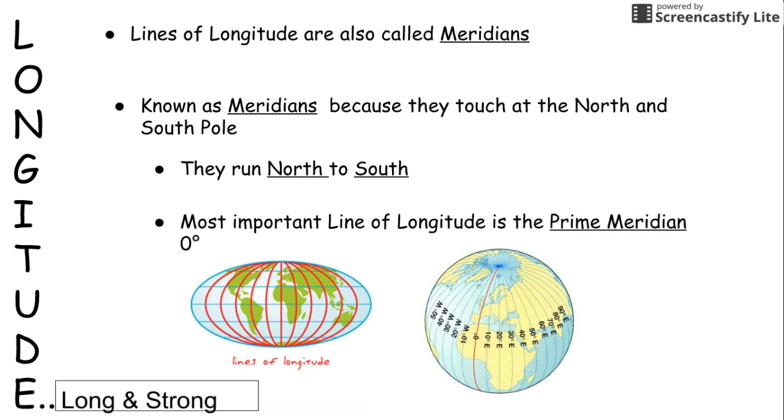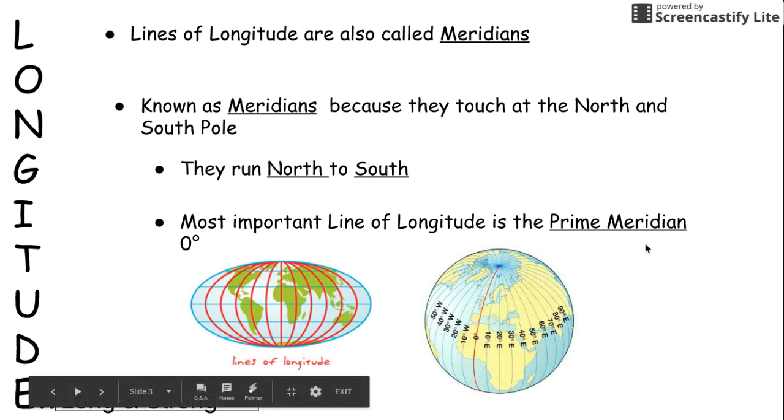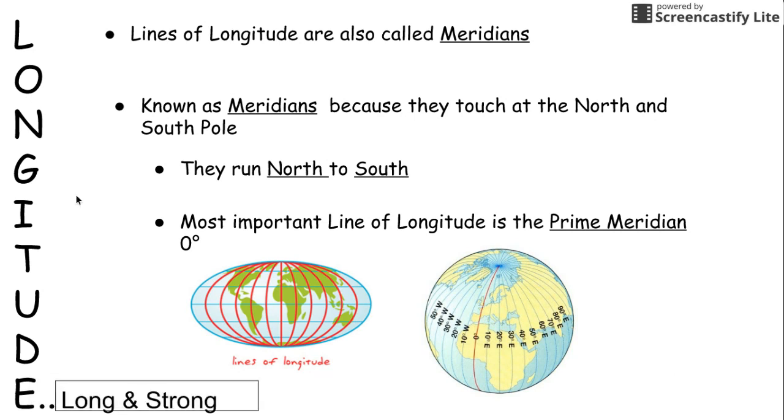With longitude, we only have one important line of longitude. So it's like saying the Ohio State, because there is no better team than the Ohio State. The most important line of longitude is the prime meridian, which you see over here. And just like the equator, the prime meridian's location is going to be 0 degrees.